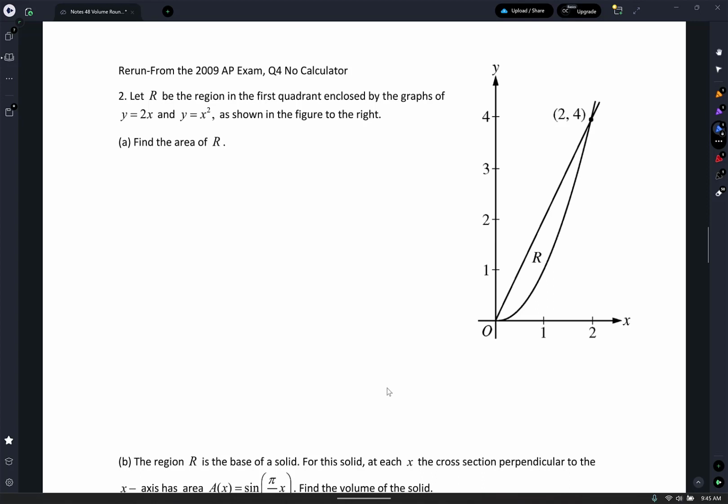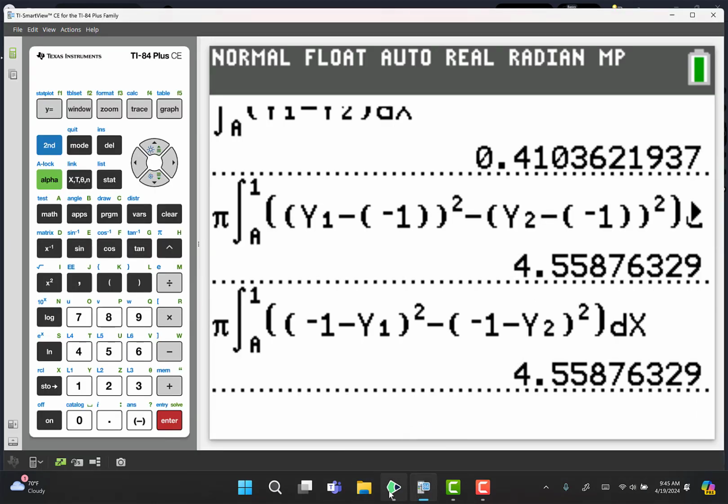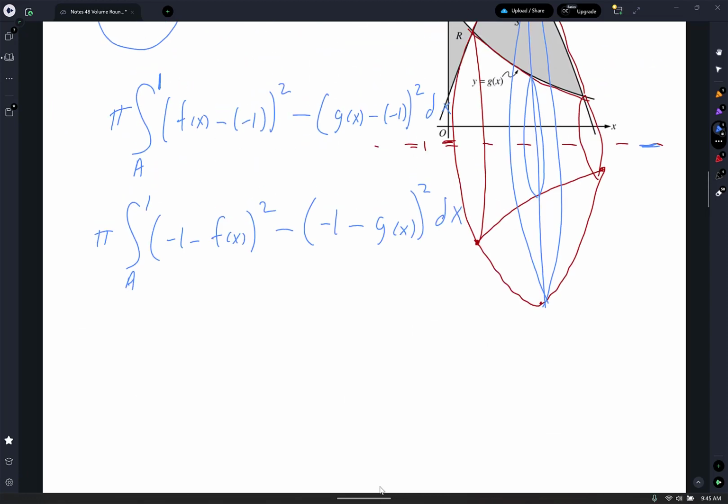All right. This one is no calculator. 4.558. Yeah, the more digits, the better. I put a lot of digits because I get scared. It's okay, because sometimes you need a value like an intercept, and if you cut it too early, your integral is going to be off. Do you know what I mean?